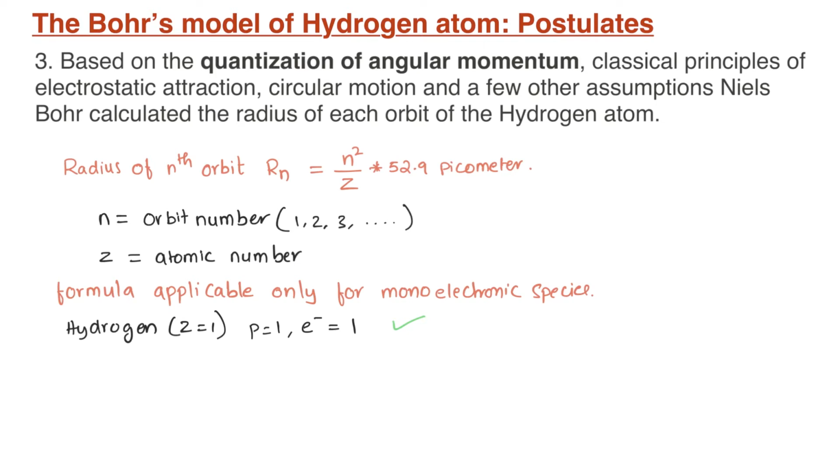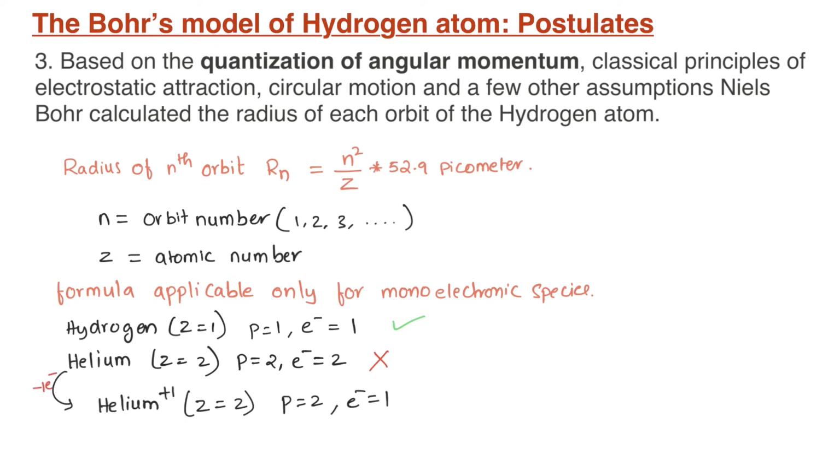For helium, we have 2 protons and 2 electrons in it. So the above formula is not applicable for the helium atom. However, if we remove one electron from helium, we get a monopositive helium ion, He+, which has only one electron. So the formula can be applied to calculate the radius of He+ ions. The Z value for He+ is equal to 2.